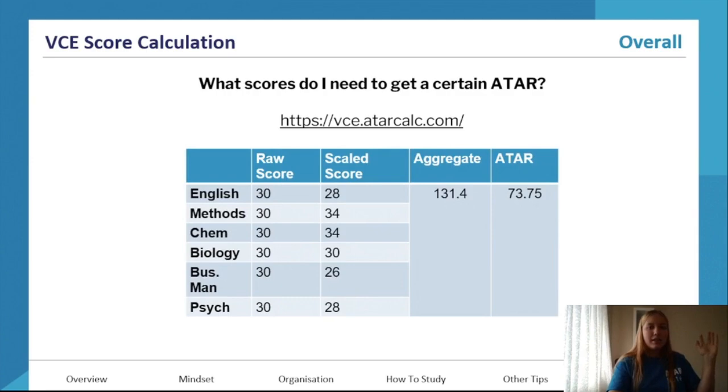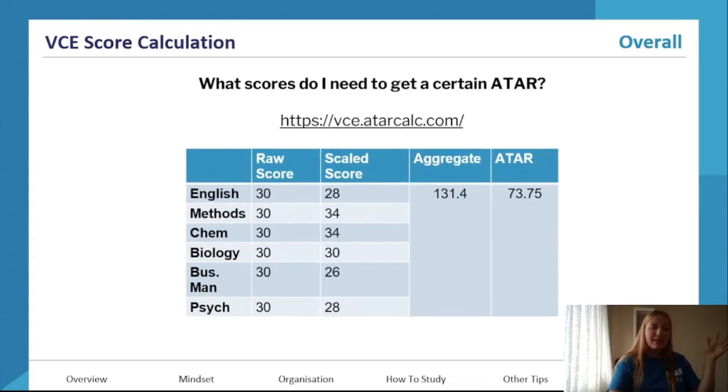There's a link to an ATAR calculator for you guys if you would like to put in your own scores and see what scores you need for your subjects to get a certain ATAR, and it will show you both your aggregate and your predicted ATAR score.